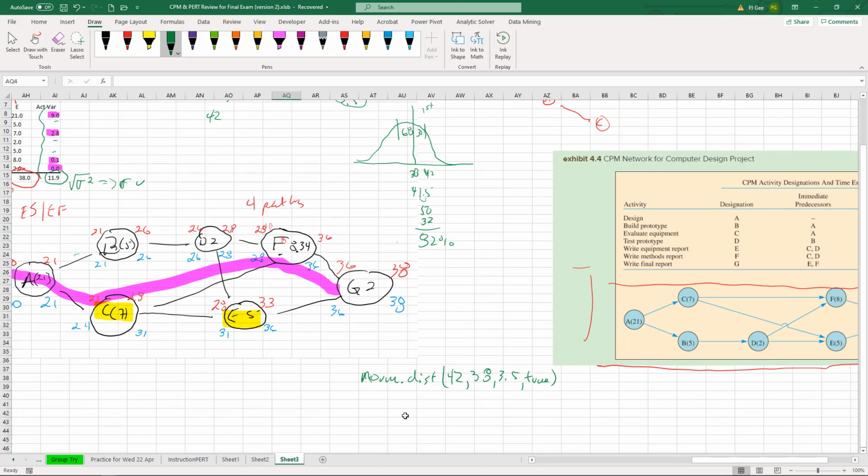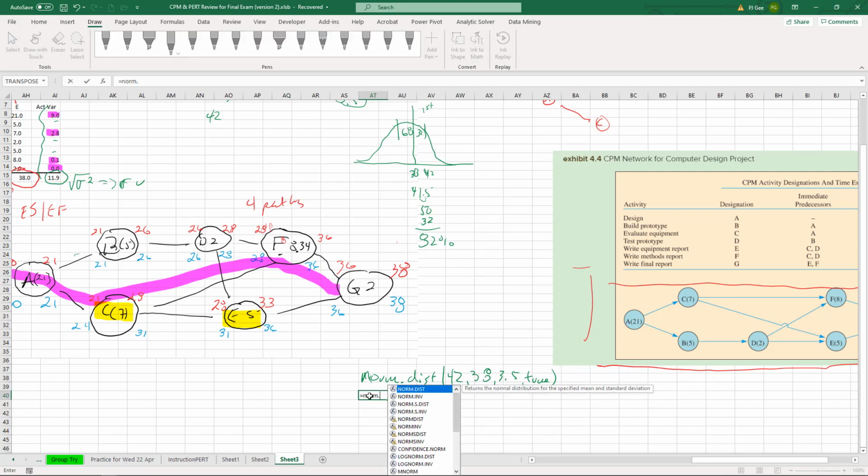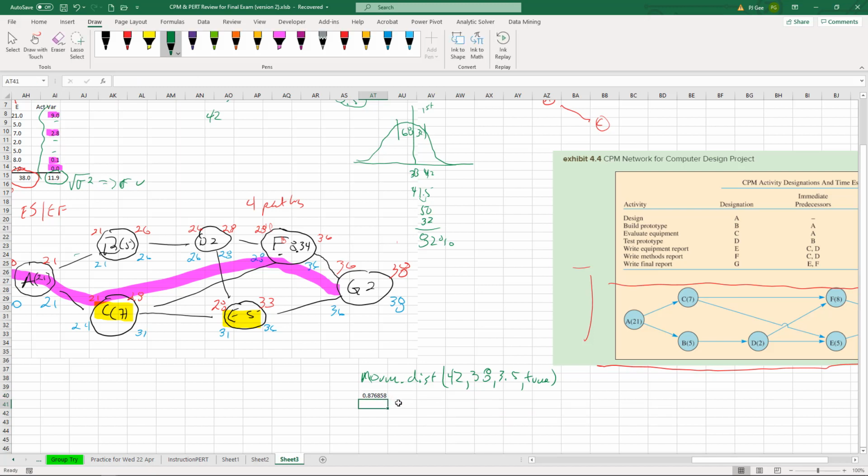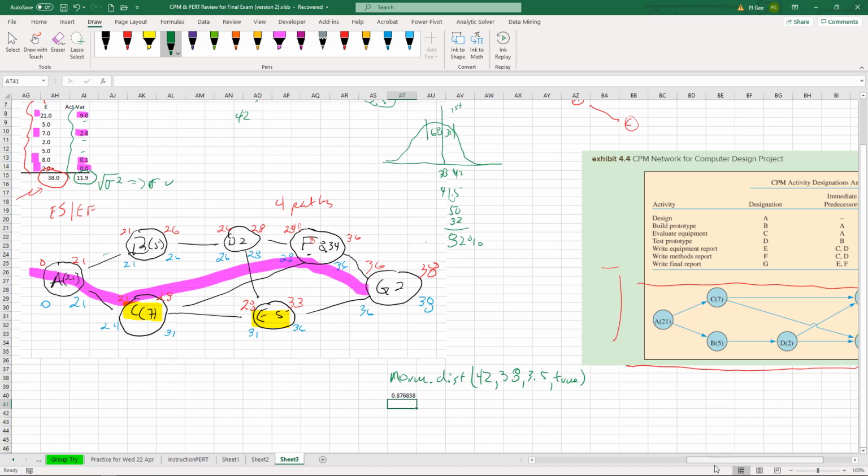Okay, let's actually calculate that. Smart people equals NORM.DIST of 42, our point of interest, 38, our average, 3.5, kind of cheating, I'm going to use 3.45, and true. Spell everything right, get them in the right order. Bang. What did I tell you? We have a little bit more than 82%. We have 87%.